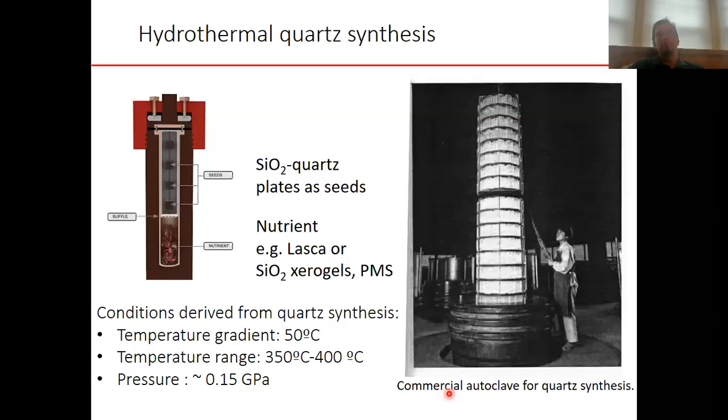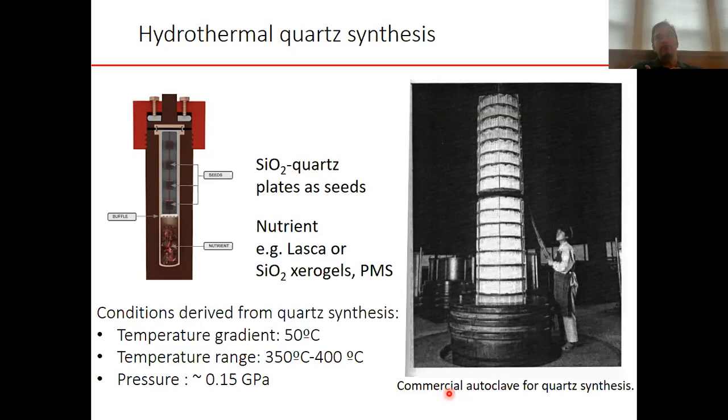Okay, so now because of the piezoelectric properties of quartz, quartz is produced industrially. Quartz is a very common mineral, but rarely do you find quartz crystals that have the crystal quality so that you can use them for piezoelectric applications.